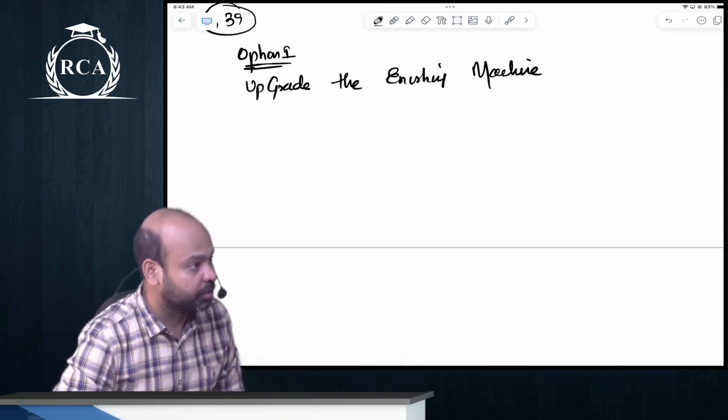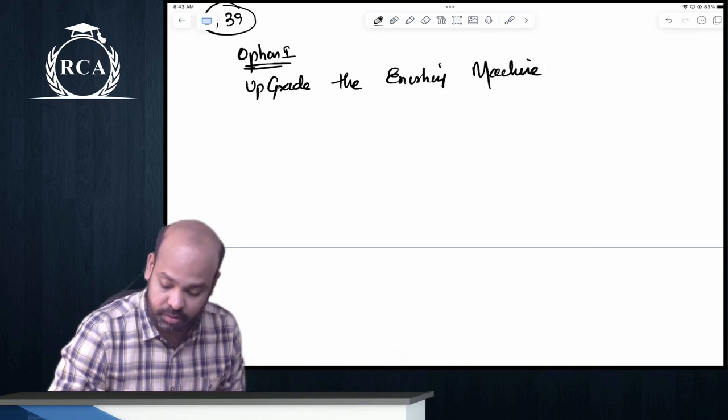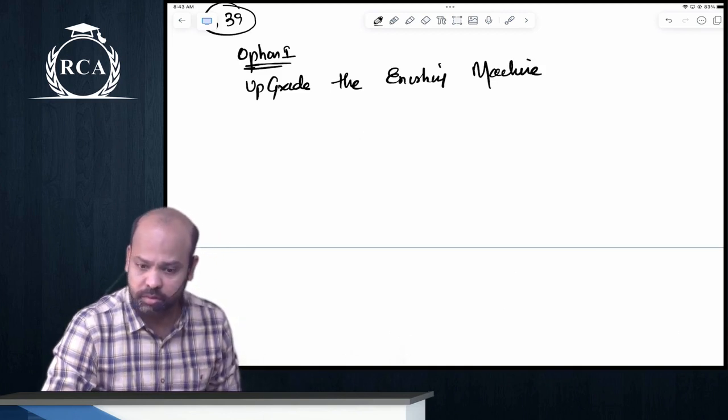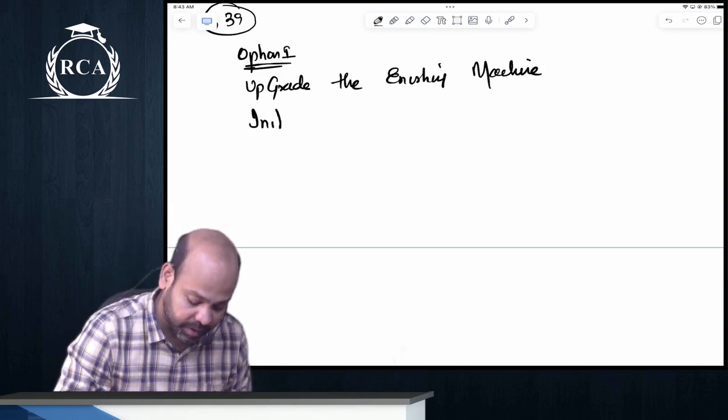Upgrade the existing machine guys. What are we going to write beta? Initial investment is how much?